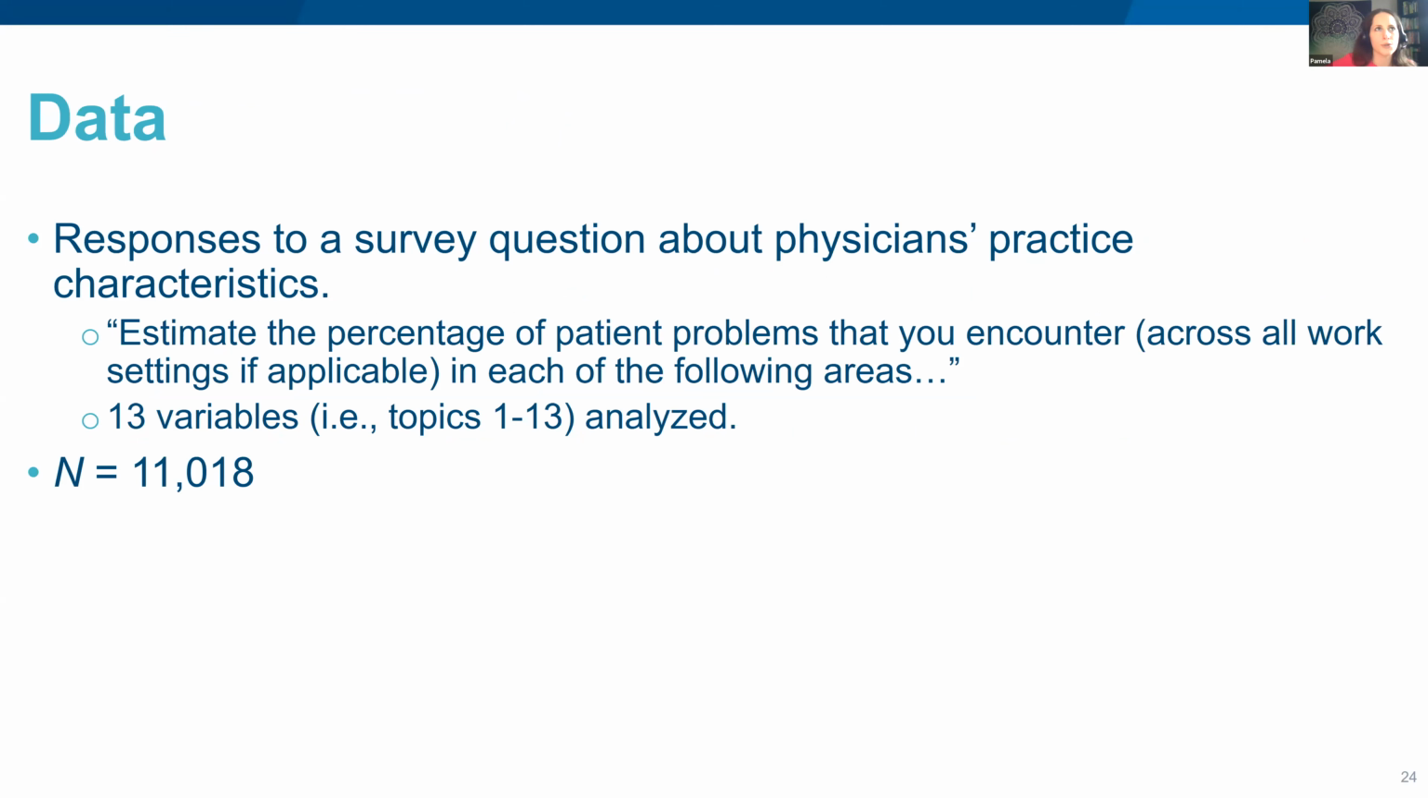So moving on with our illustration, the data we used and full details of all this are in our paper. I'll be giving some high-level information here. The data we used are responses from a survey question that was administered about physicians' practice characteristics. The specific question was: estimate the percentage of patient problems that you encounter across all work settings, if applicable, in each of the following areas. There were 13 variables, or 13 different topics, that were then analyzed. And our data set had a little over 11,000 people in it.